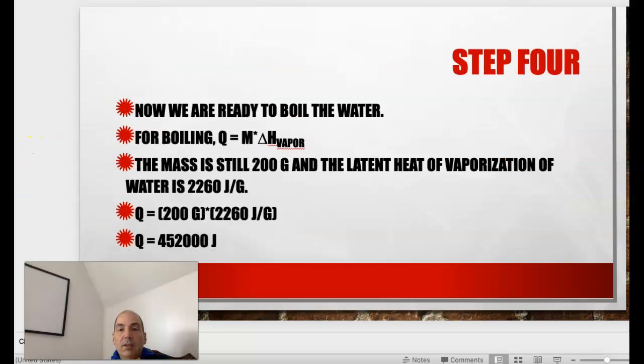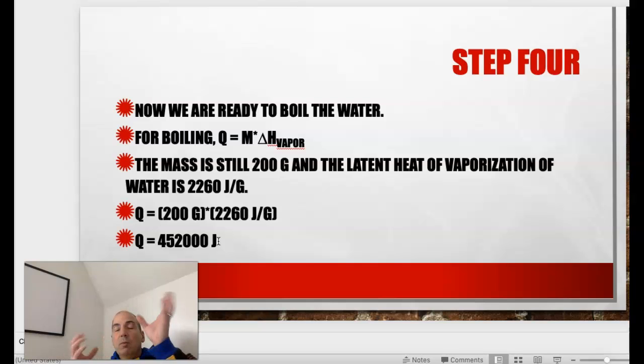The next step is to boil the water, or vaporize the water. The heat of vaporization is 2256. I rounded to 2260 here. That was on the chart I showed you a little while ago. When we multiply it out, we get around 452,000 joules. Notice how much more heat is here than anywhere else, because we're talking about boiling.